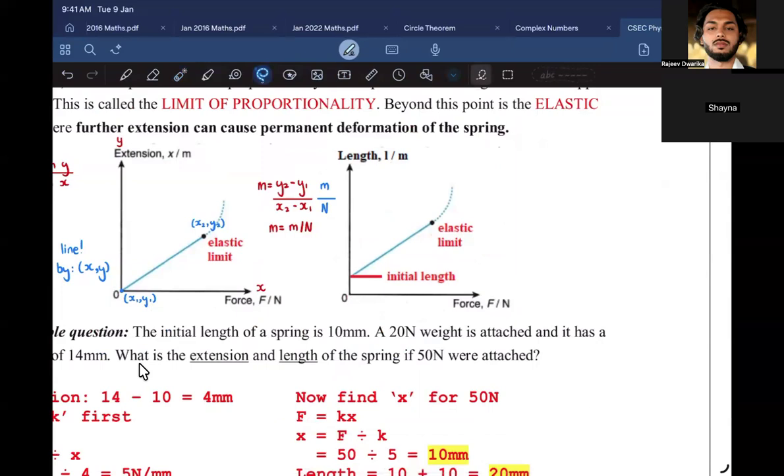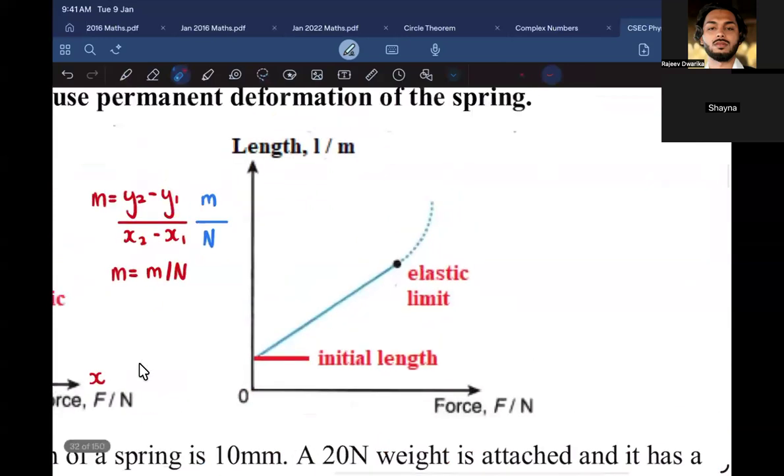So Sheena, if you have a spring just sitting on a table, wouldn't the spring still have a length? Yes, sir. So the extension would be 0, right? But would the length of the spring be 0? No, sir. So do you understand why, if I have a graph of length versus force, it doesn't start at 0, 0? Yes, sir. So try to understand that.